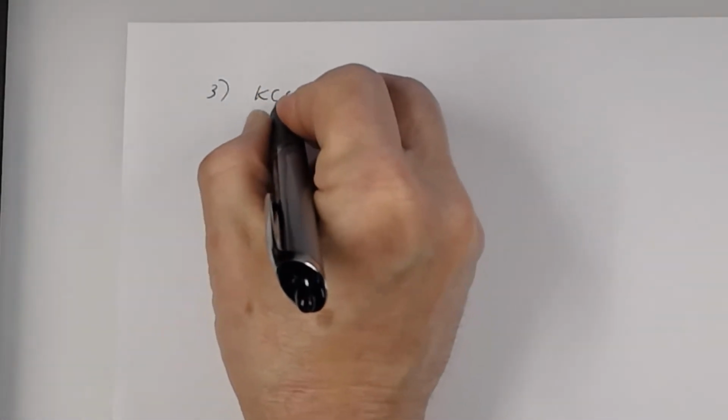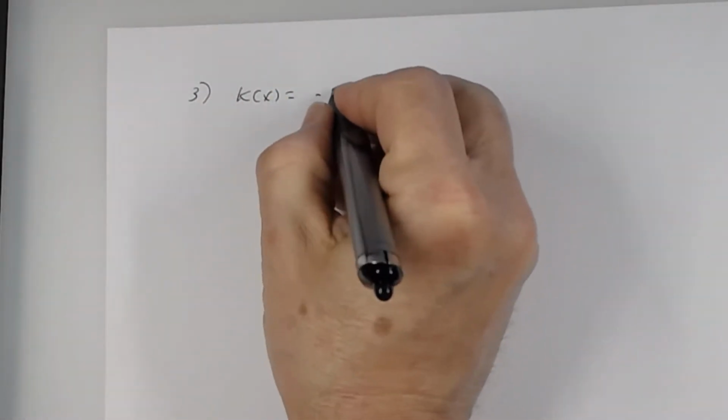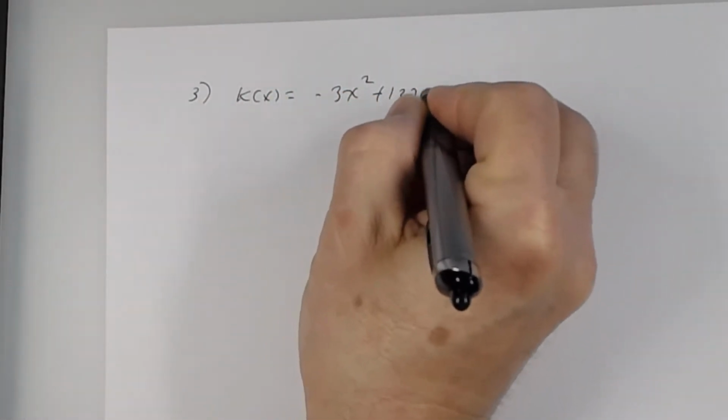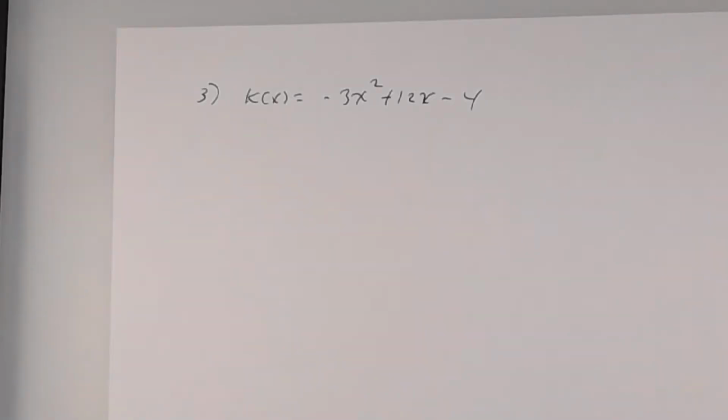We had k of x equals negative 3x squared plus 12x minus 4. So k of x equals negative 3x squared plus 12x minus 4. Now, what form is this? Well, first of all, is it quadratic? Yes. That one is easy to see because it's ax squared plus bx plus c. Is it in vertex form? No, it's not in vertex form, so you can't easily, within 1 second, tell me where the vertex is.